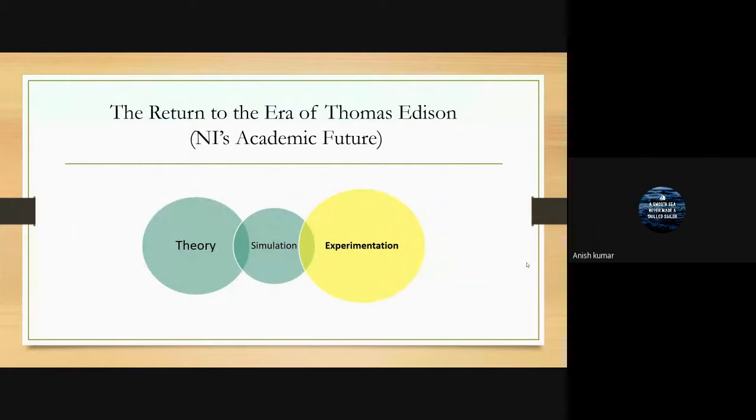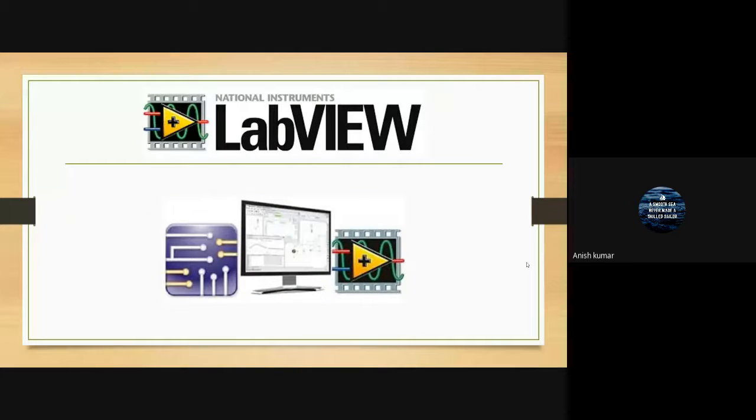Right? And experimentation. Return to the era of Thomas Alva Edison. In that period, there was so much hardware, so many things. There will be some theory, and directly there will be experimentation. Okay, there was no simulation in between in the olden era. Only theory would be there. From that theory, they would try to build a product. There was no simulation.